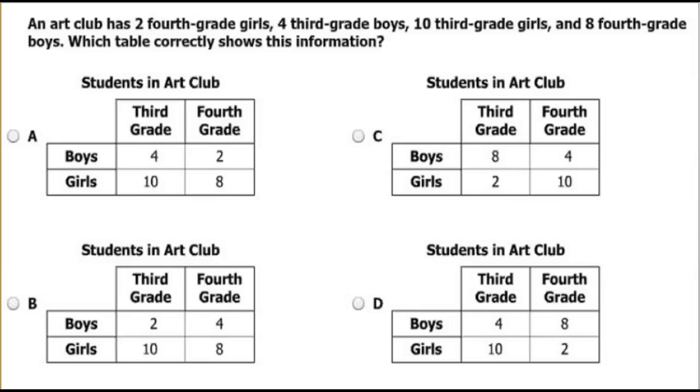Okay, now it's time to show me what you know. This question says an art club has 2 4th grade girls, 4 3rd grade boys, 10 3rd grade girls, and 8 4th grade boys. Which table correctly shows this information? So you can see the categories here and the numbers. So this would be 3rd grade boys, 4th grade boys, 3rd grade girls, 4th grade girls. So you have to find the table that represents the correct information that's listed in the story.